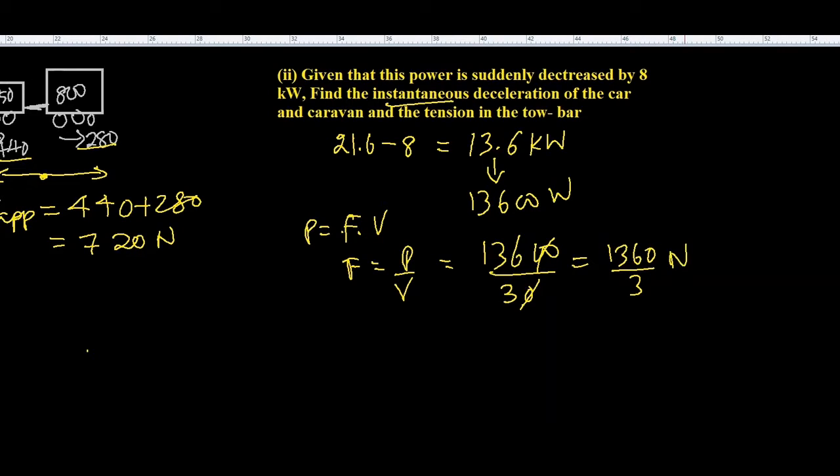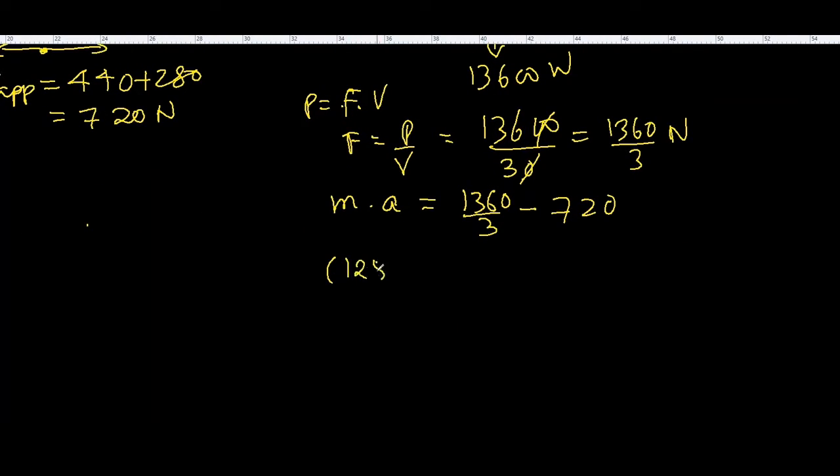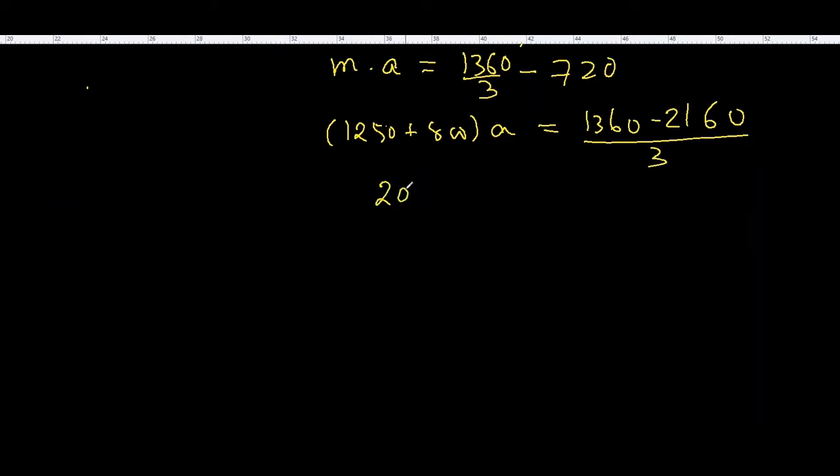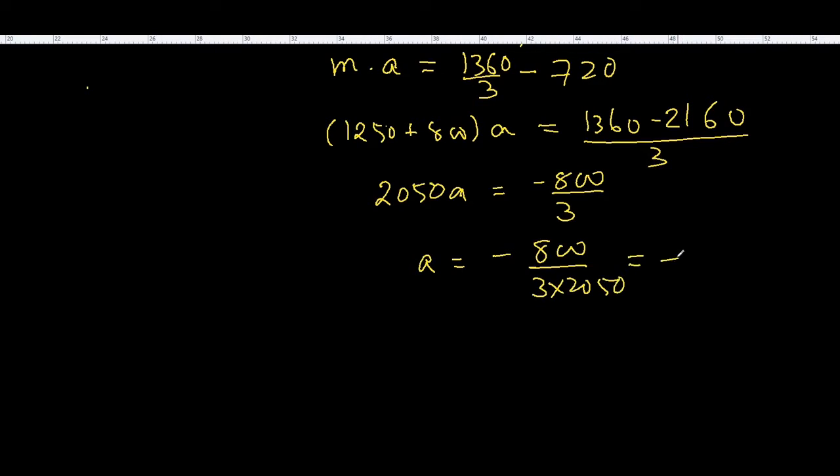Now we know that there is already 440 and 280, 720, in one direction. So what is the new acceleration? The force forward is 1360 over 3 minus 720. The mass of the two parts is 1250 plus 800 kg, times acceleration, equal to 1360 minus 2160 over 3. So it will be 2050a equal to minus 800 over 3. So acceleration will be negative 800 over 3 times 2050. That is minus 0.13 meters per second squared.